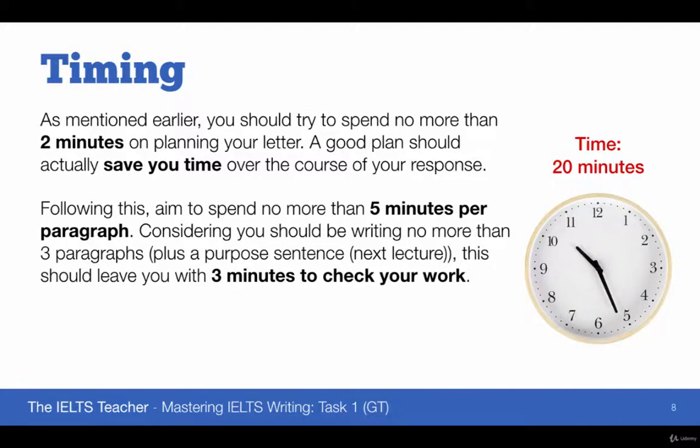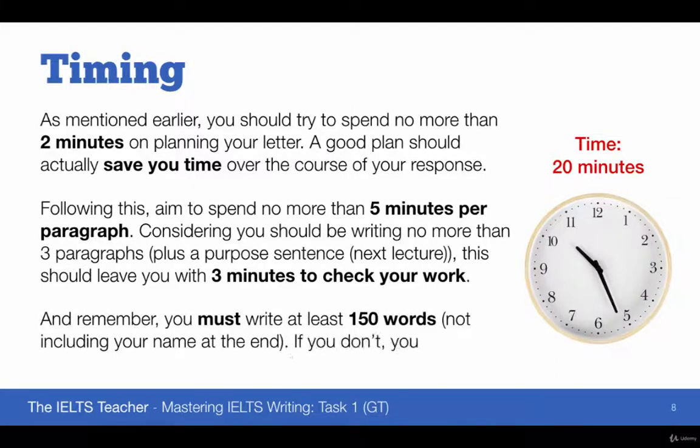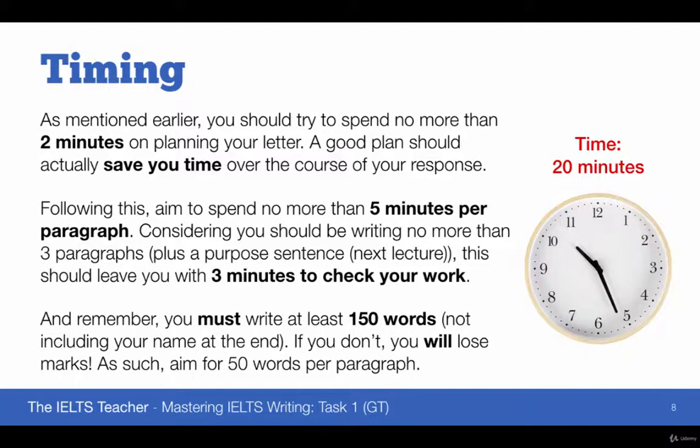And that can be a good time to find things like article errors, punctuation errors, maybe subject-verb agreement errors, sort of the areas that we'll look at in the grammar section and common grammatical errors. And remember, you must write at least 150 words, not including your name at the end. If you don't, you will lose marks. As such, aim for 50 words per paragraph. If you aim for 50 words per main paragraph, and then you write your purpose sentence as well, I'm not including that here, and then you have your salutation at the end, your kind regards or speak to you soon, you should have no problem reaching that minimum word count.